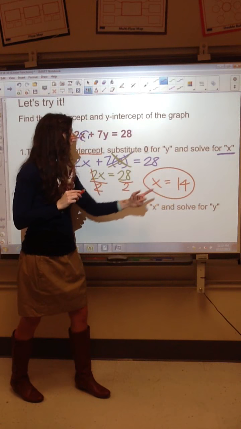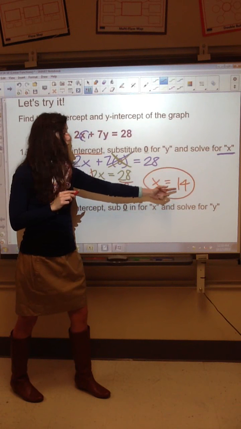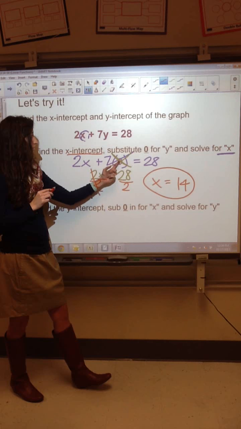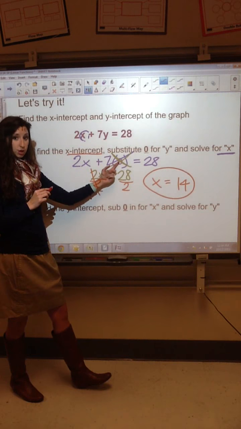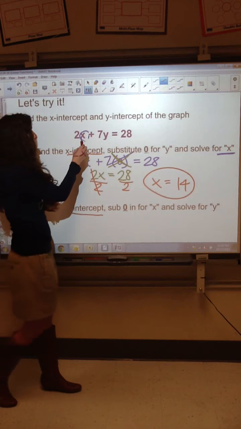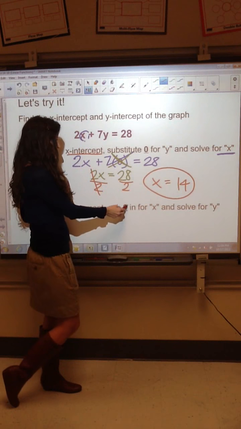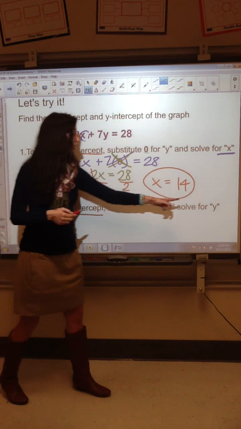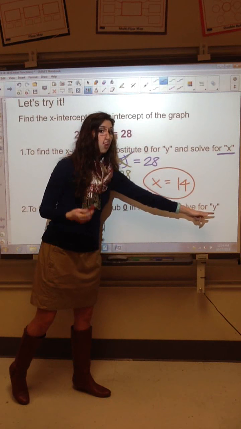Okay, that is going to be the point where on the graph, y is 0. I plugged in 0 for y. To find the y-intercept, I'm going to do the same thing, but now I'm replacing my x. I'm substituting 0 for x and solving for y. That's why it's called the y-intercept.